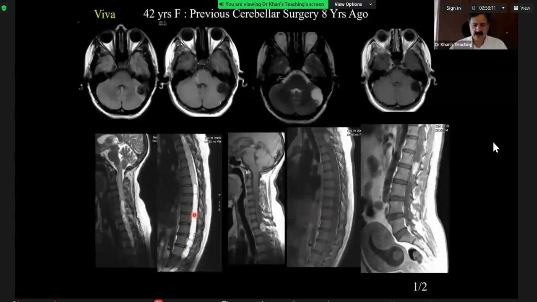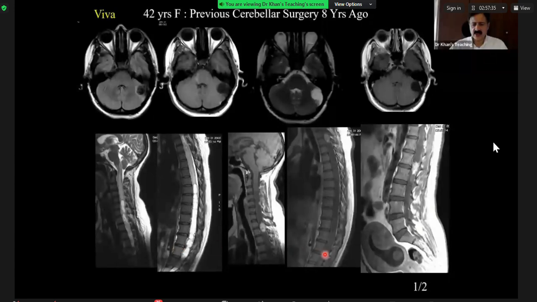There is a long segment syrinx. If you go to the post-contrast sequence, you can see one nodule enhancing here, another small nodule, another small nodule, and then there is another nodule. So there are multiple nodular tumors there. And with that, there is posterior scalloping. If you see here, there is a posterior scalloping. So means a tumor which is long standing.